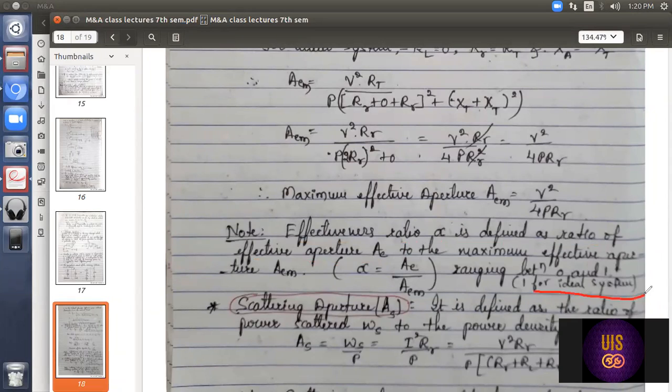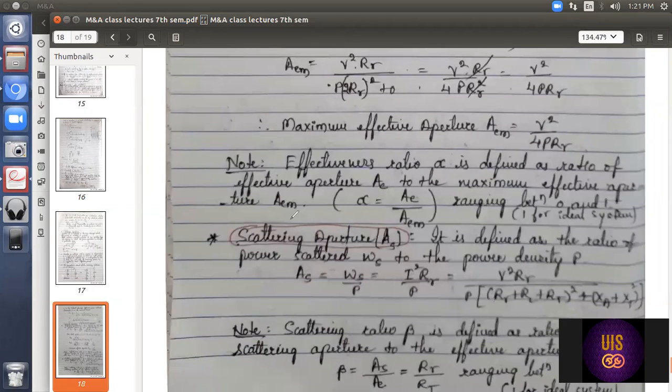And for ideal system, both values are equal. But otherwise, for any practical thing, this will be always less, this will be more. You know, practical case, obviously, the maximum is for ideal system, that is fine. 1, but AE numerator will always be less, so that alpha range will always be between 0 and 1. So this is about the first type of aperture.